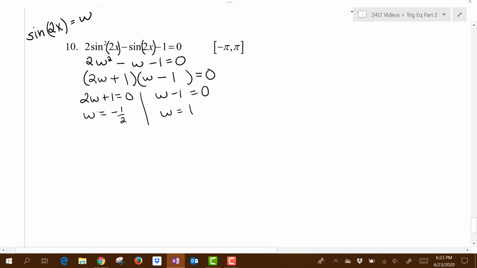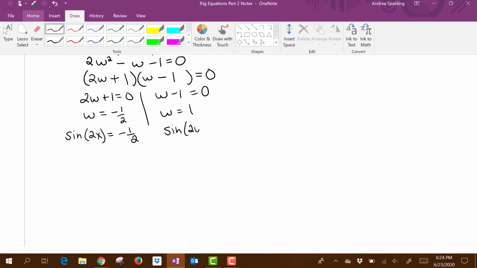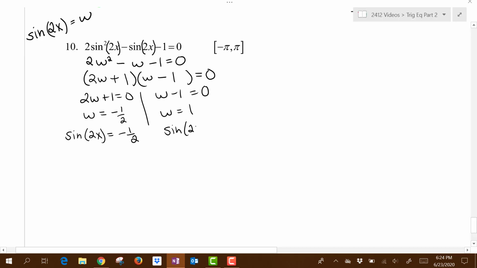We want to go back to, what does w represent? w represents sine of 2x. So I'm going to replace the w's with sine of 2x. Alright, now we have two different little equations to solve.